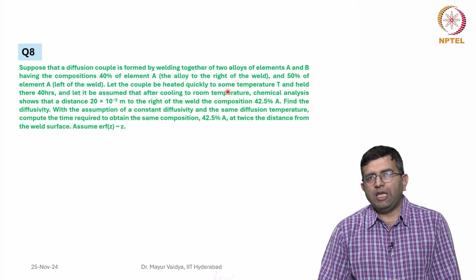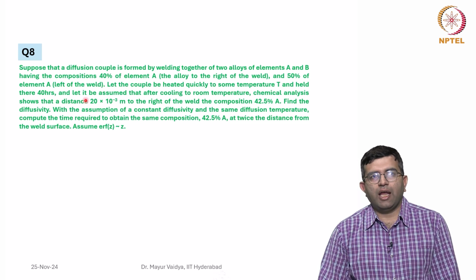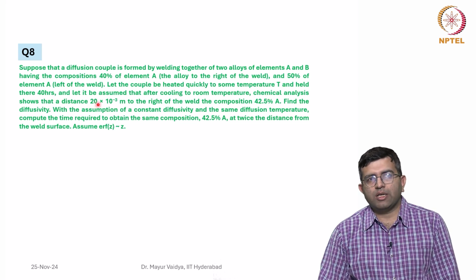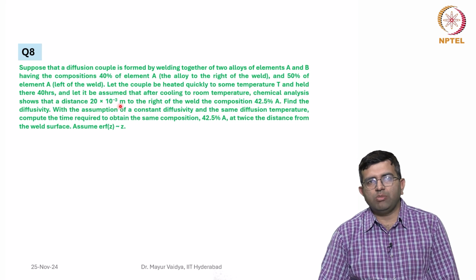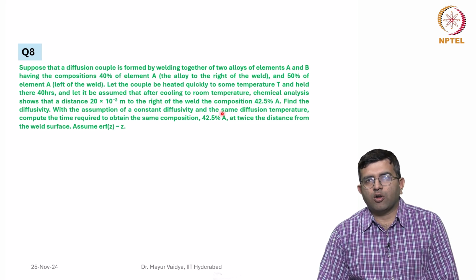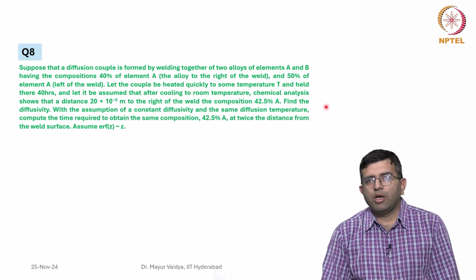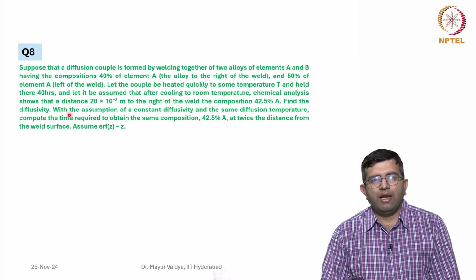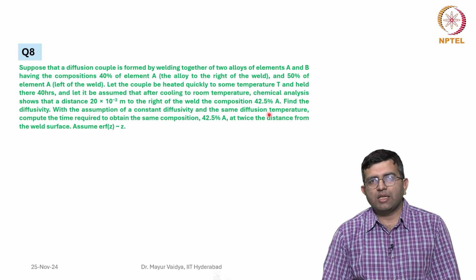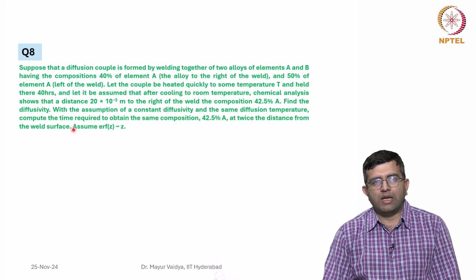So let this couple be heated quickly to some temperature T and held for 40 hours. After cooling to room temperature, chemical analysis shows that at a distance of 20 into 10 power minus 3 meters to the right of the weld, the composition is 42.5% A. Now find the diffusivity, and then with the assumption of a constant diffusivity and the same diffusion temperature, compute the time required to obtain the same composition at twice the distance from the weld surface. Again, assume error function of z is z.